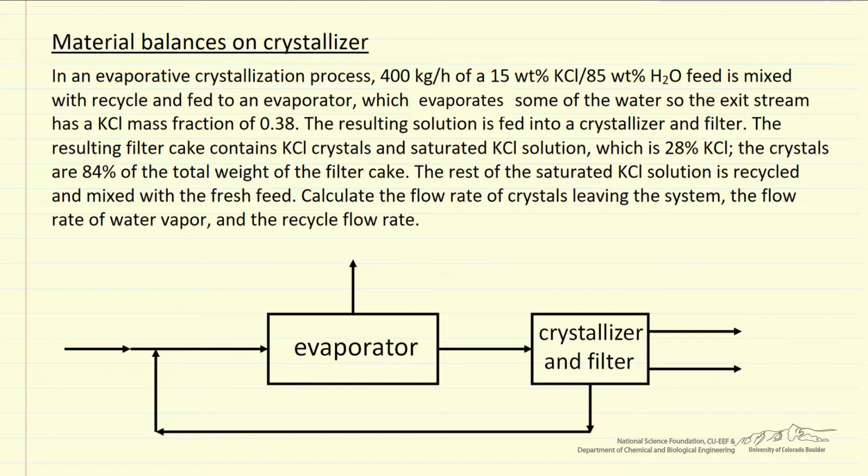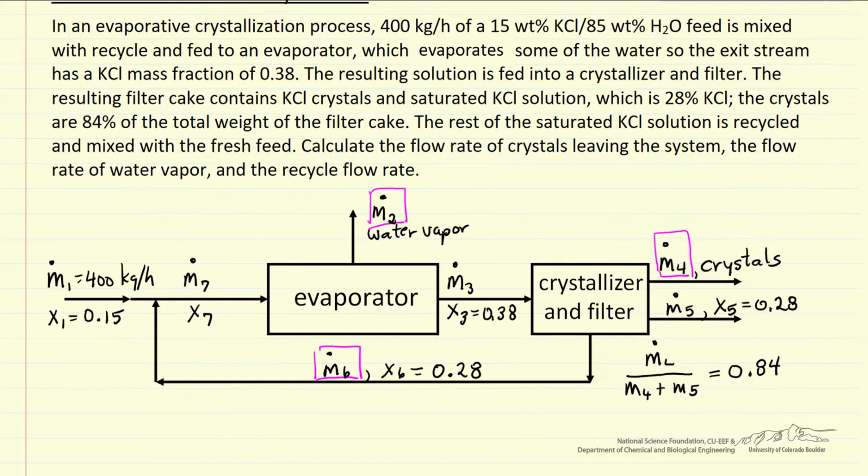I've shown a diagram here, so what I'm going to do is pause and write down the information that we know and then create symbols for the values we need to calculate. So I've labeled the mass fractions that we know. I've also indicated in terms of symbols what it means that 84% of the total weight of the filter cake is crystals. So that means that this is M4 over M4 dot plus M5 dot, and it is 0.84.